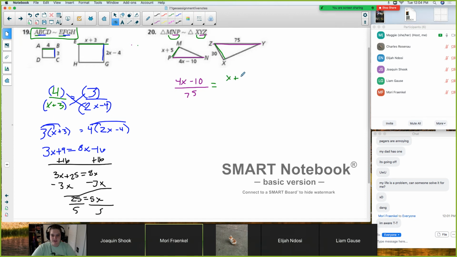And so you do want to make sure that you put the small one on top, and then the bottom one is the bigger one, or vice versa, as long as you have it on the top together or the bottom together. So you don't want to have put 30 up here for some reason. And then we get to multiply diagonally. So 75 times x plus 5 is going to be part of our new problem, and 30 times 4x minus 10. So we'll distribute and solve.